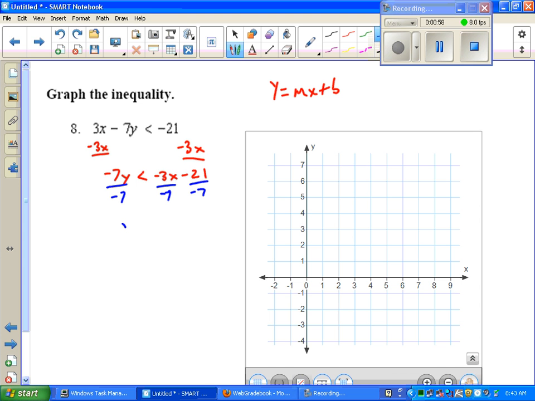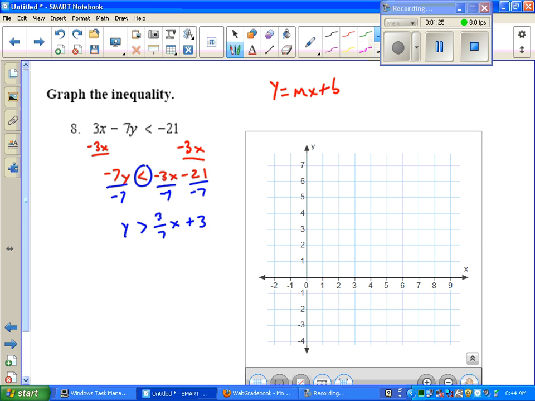So that'll cancel out and leave us with y. Negative 3 divided by negative 7 will be a positive 3 over 7x. And then negative 21 divided by negative 7 will be a positive 3. But this time we divided by a negative number. Remember, if you divide by a positive number, it's okay. If you divide by a negative number, you have to take that symbol, less than, and make it say greater than. And we looked at one like that yesterday on the bell work. There were people that caught that in all of the classes.